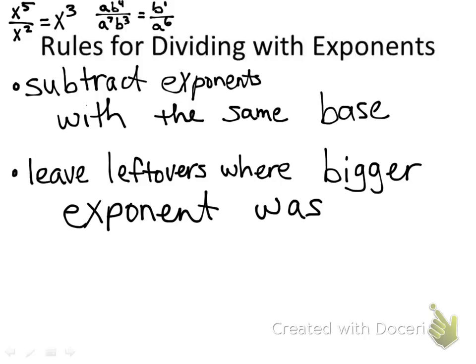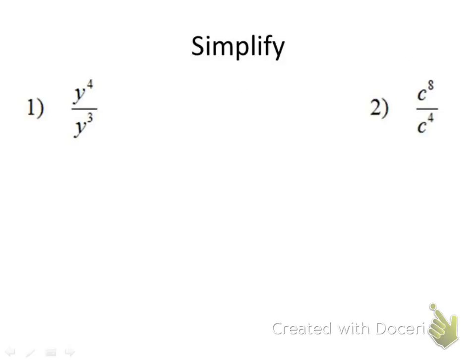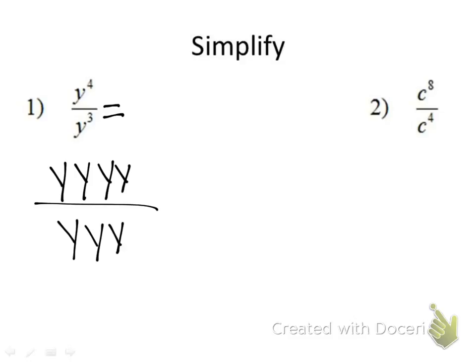So you just put the leftovers where you had more of that particular variable to begin with. So we have y to the fourth on top, y to the third on the bottom. If you wrote it out, you'd have 4 y's on top, 3 y's on bottom. If you crossed them out in pairs, we'll just do it. 1, 2, 3, 4. 1, 2, 3. Cross them out in pairs. What do we have left?